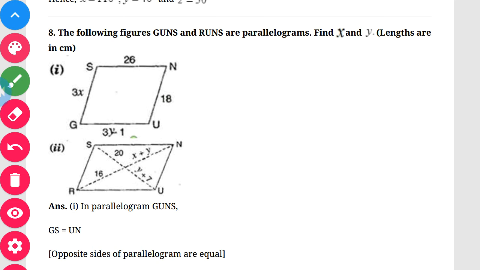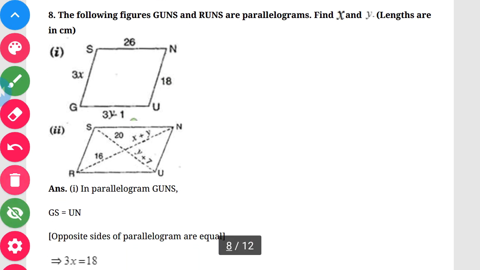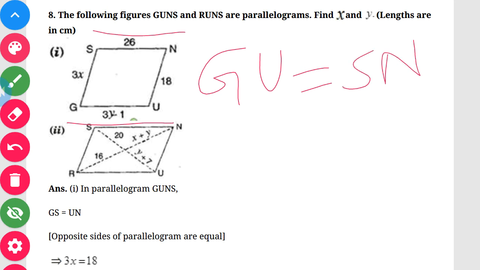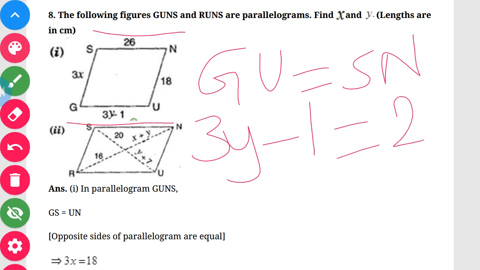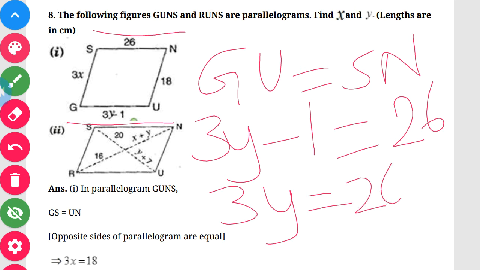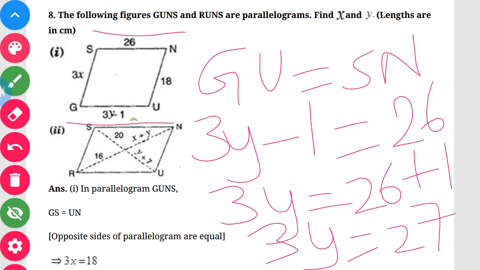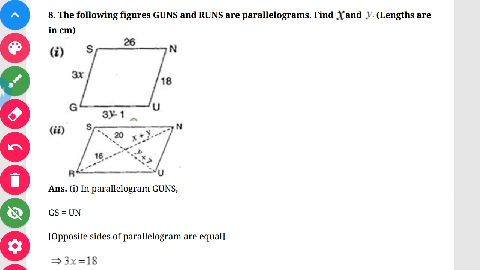So here if you just see, opposite sides are equal, so I will equate it. Okay, so GU, let me just take an example here. So here GU is equal to, this side is equal to this side, this is SN. So what is my GU here? 3y minus 1. What is my SN? It is 26. So 3y becomes, if I transpose the minus 1 to that side, it becomes plus 1. Okay. So 3y will give me what? 27. So you can easily find, again transpose 3 down, you will get 3 ones and 3 nines, and y is equal to 9. So you got y is equal to 9.